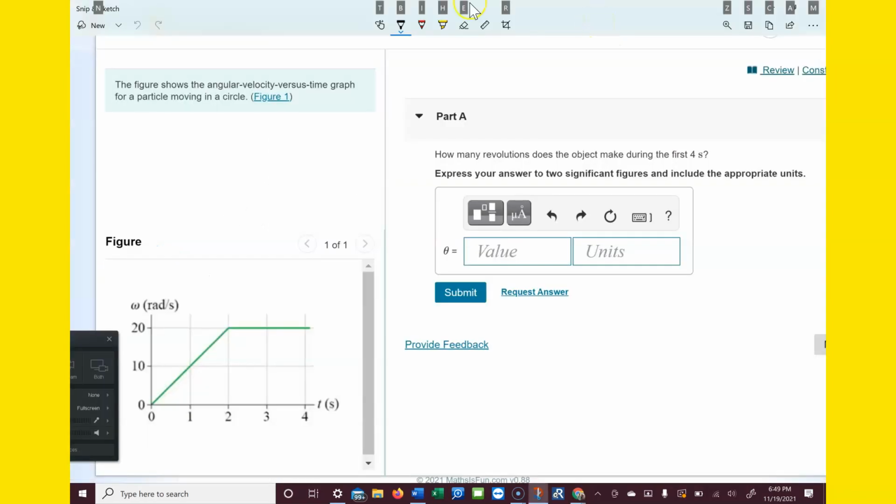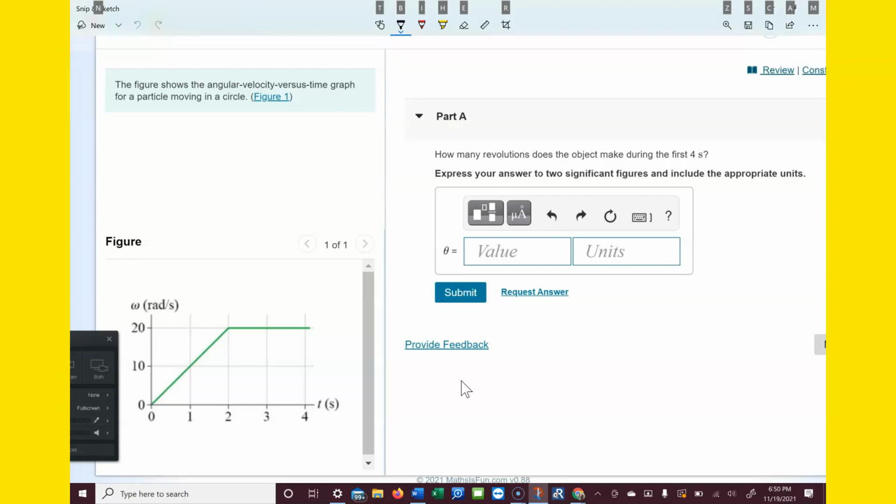Alright, this is number 15. It gives me, the figure shows the angular velocity. So I've got omega, the angular velocity, a graph of that, and it says how many revolutions does the object make during the first 4 seconds. Now, this is a pretty straightforward problem if you realize this. The revolutions that it's making during that time is the angular displacement, or you could think of it as the final angular position. And if we're looking at angular velocity, and we want to know something about angular displacement or position, then we're looking for what in this graph? The area.